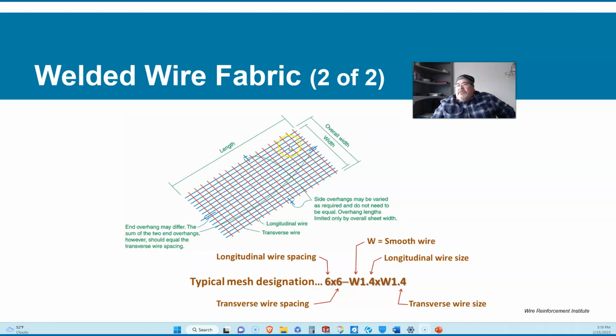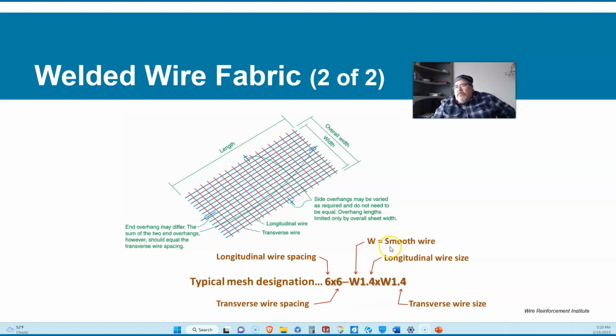So wire fabric comes in widths and lengths. So your overall width, your overall length. A 6x6 is telling you the spacing of wire. You've got your longitudinal wire spacing, 6 inches, and then the second, transverse spacing is 6. So this is just saying 6x6, 6 inches in one direction, 6 inches in another direction. It's not uncommon to have rectangular shaped wires like 3x6 or 6x3.